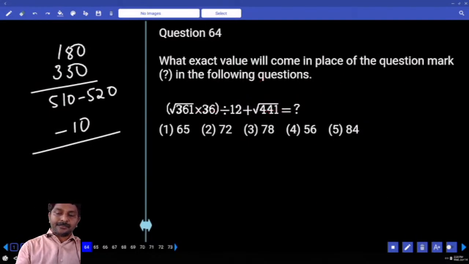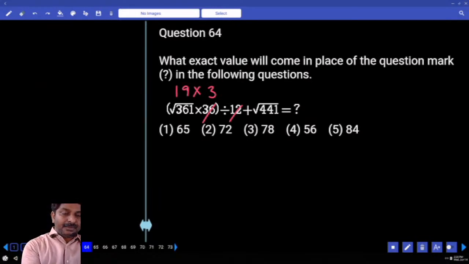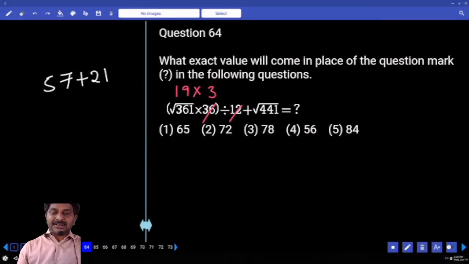Over. 12, how many times? 3 times. Under root of 361, 19 into 3. How much is that? 57, plus under root of 441. Answer 78.